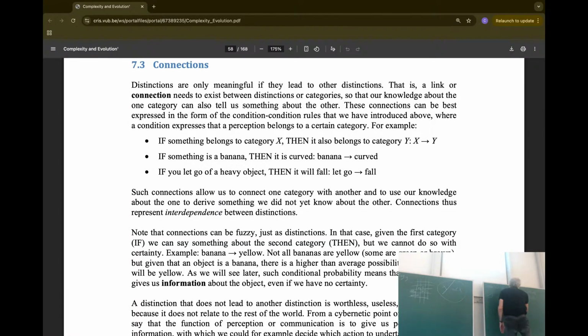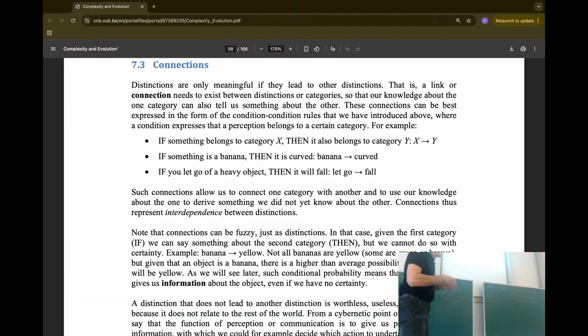Now I could also say, if it is a banana, it is yellow. That's not always the case. That's what I would call a soft connection. Given a banana, it's probable that it's yellow, but there are green bananas, there are brown bananas, sometimes there are even pink bananas. So a connection is something that, given the first distinction, indicates another distinction, one more distinction.